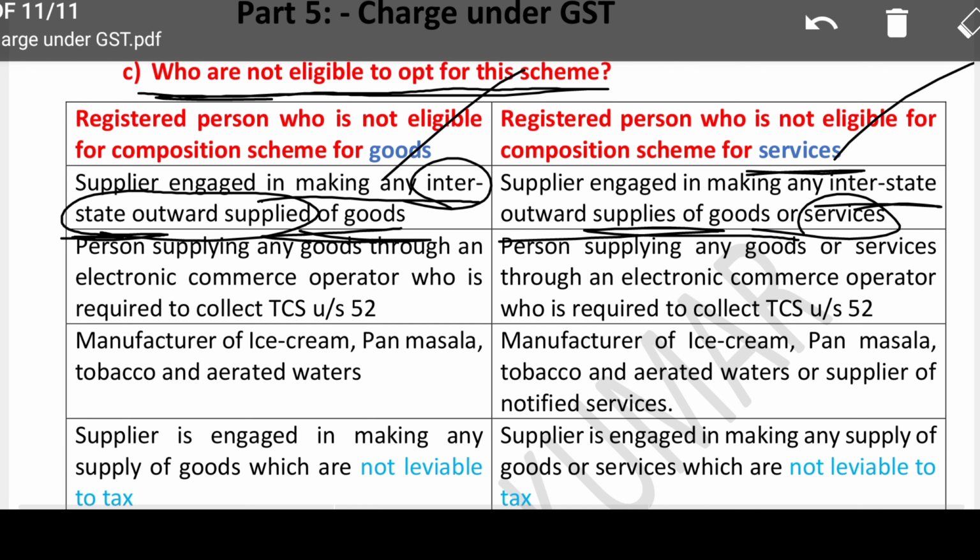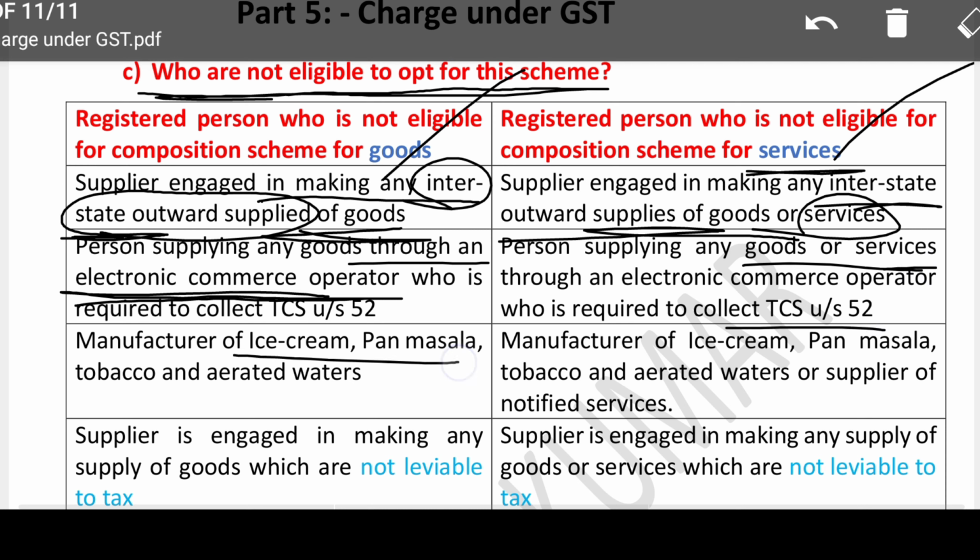And the person supplying goods through an e-commerce operator, suppose you want to sell your goods through an e-commerce operator, like Amazon or Flipkart or Myntra, any of the platforms like that, then immediately you should take regular registration only, and you can't take the composition scheme benefit. Even if you are supplying food through Swiggy or Zomato, you are not eligible for the composition scheme. Only regular dealers are eligible to supply through an e-commerce operator, and it is like that for services as well.